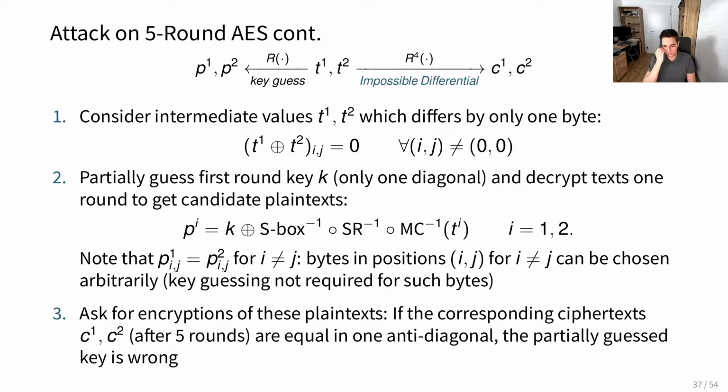Okay, I've told you about that already now. So you ask for the encryptions, and then if the impossible differential happens, which we don't want to happen, which is impossible, then the partially guessed key is not correct. So this is, I actually told you that already.